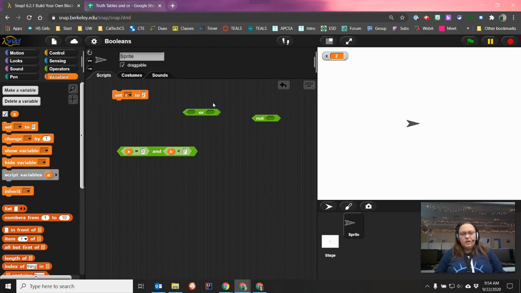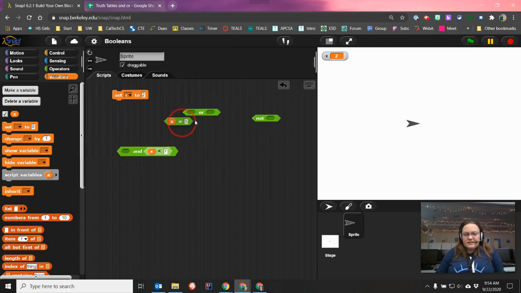X is 2. So this says, is x equal to 3? This first part is going to give me a false. Is x less than 7? That's true. When I have this and this, x does not equal 3. So the first part is false. In order for this to get all the way through, they both have to be true. So the whole thing, the and, is going to be false.